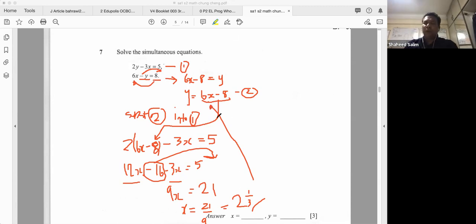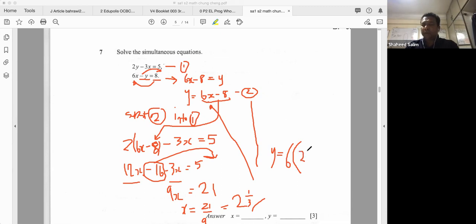So Shafi, you know how? Shafi, you know what to do from here? Ryan, this one you know how to substitute into number 2? Y equals to this. So you write y equals to 6 times the value of x, 2 1/3. Or you want to write 21 over 9 also can. Or you want to write 2 1/3 also can. You can use your calculator, right? So no problem. You use your calculator later in times.